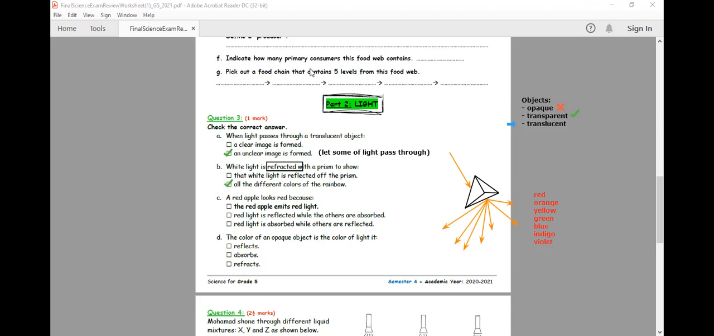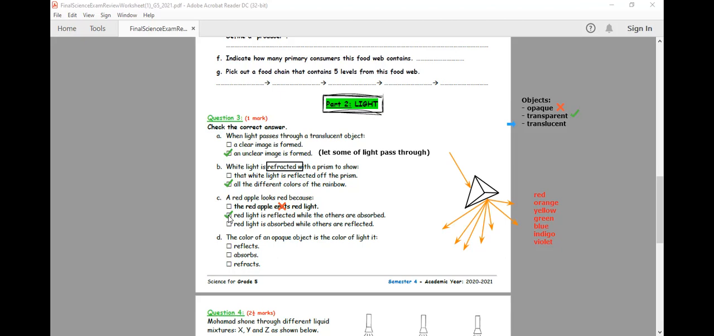A red apple looks red. Does the red apple emit red light? For sure, no, because it's not a source of light like the sun, like the light bulbs, like the candles. So the red apple is not a source of light. It doesn't emit light. Do you think that red light is reflected to our eyes? It is reflected to our eyes. Excellent, Yarena. Red light is reflected to our eyes.